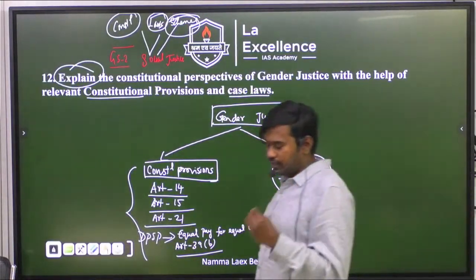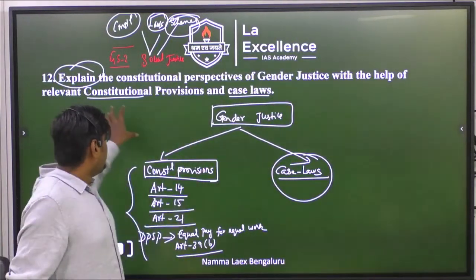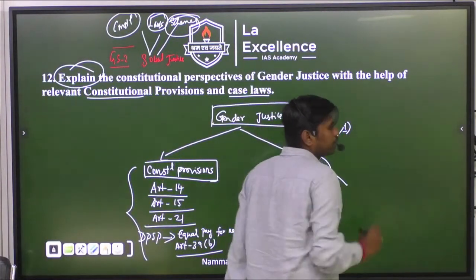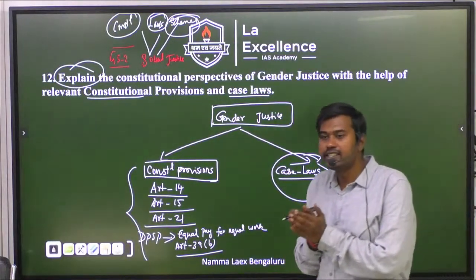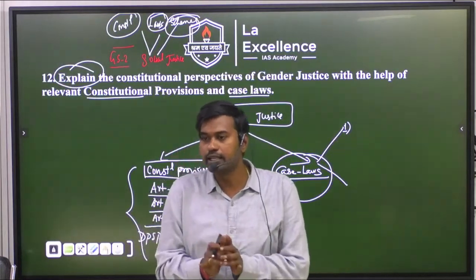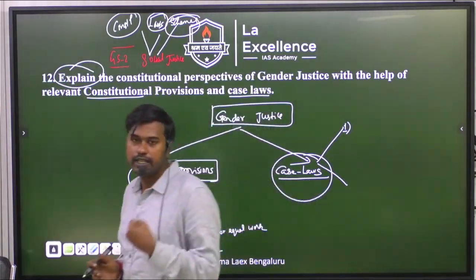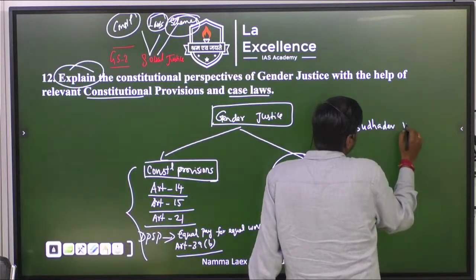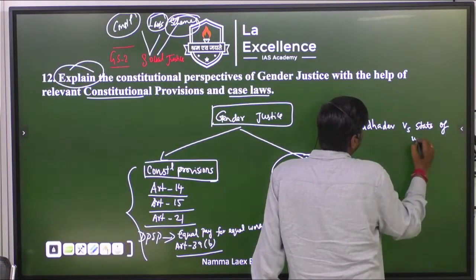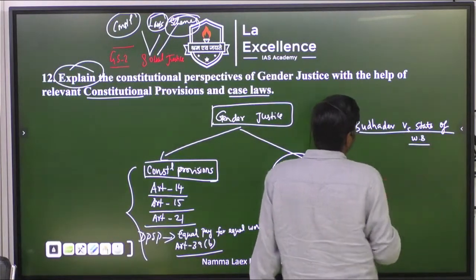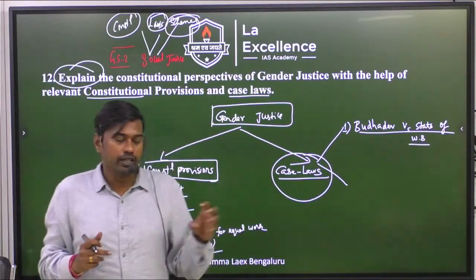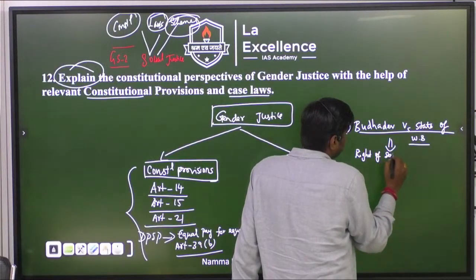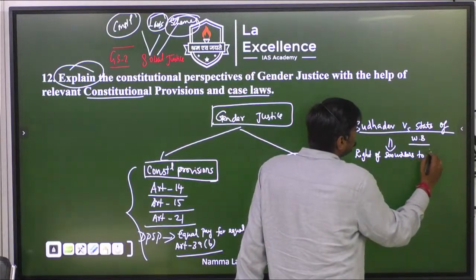See, with respect to case laws in our country, various judgments have been given on gender justice. One is with respect to ensuring the rights of women who are working as sex workers. As sex workers also, we have given them the right to live with dignity. Is it clear? That was given in a judgment called Budhadev versus State of West Bengal. In that judgment, they delivered a ruling recognizing the rights of sex workers to live with dignity.